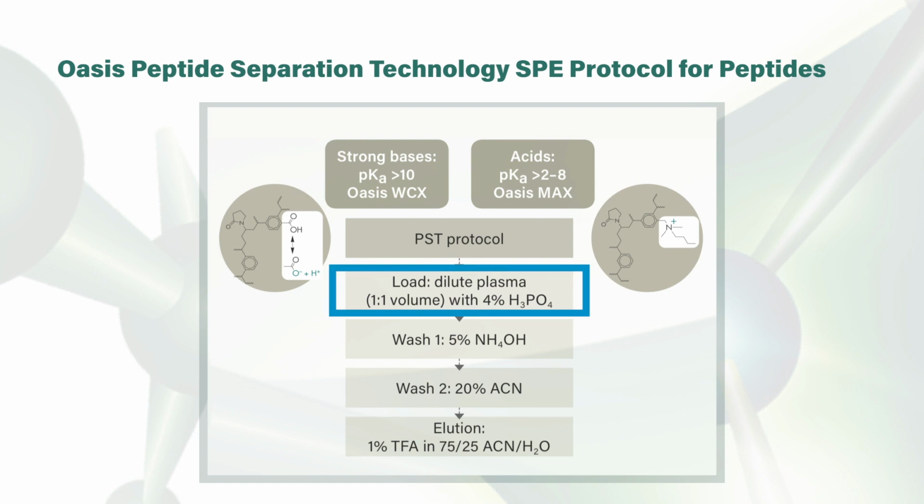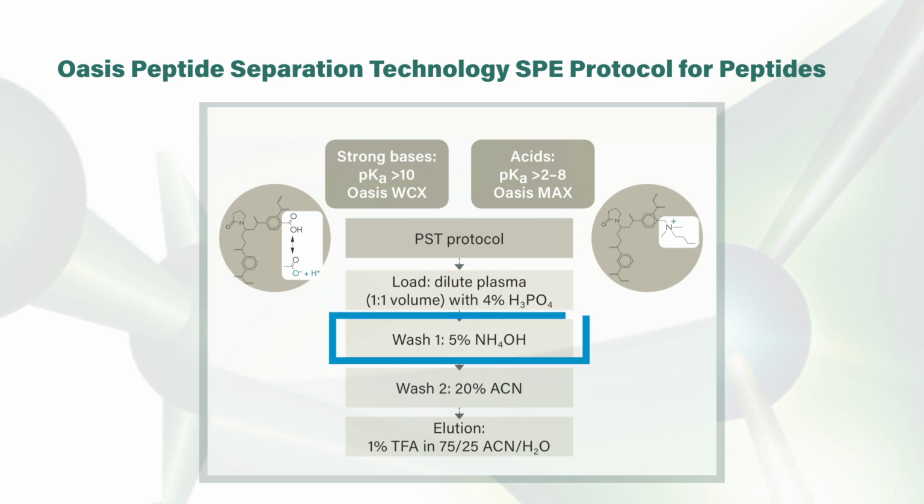We can load our diluted sample directly onto the method development plate without conditioning or equilibration steps due to the Oasis sorbent being water wettable. We typically try a dilution of plasma 1:1 with a solution of 4% phosphoric acid as a starting point to disrupt protein binding and also to reduce viscosity. This is followed by a wash step of 5% ammonium hydroxide to remove some weakly bound polar interferences. It also makes sure that the Oasis WCX sorbent is charged, as it is a weak cation exchanger.